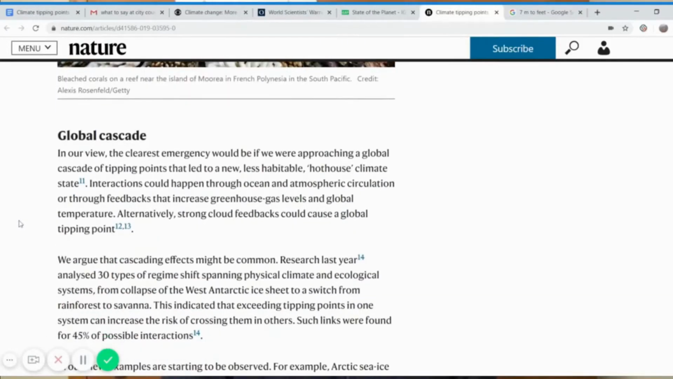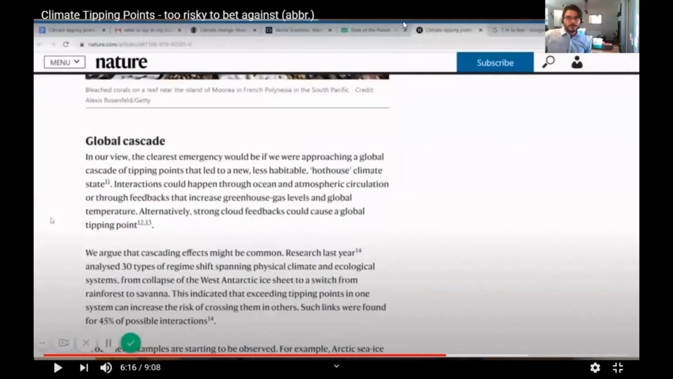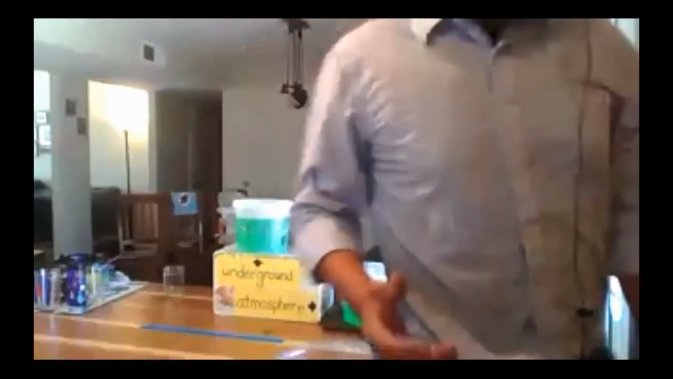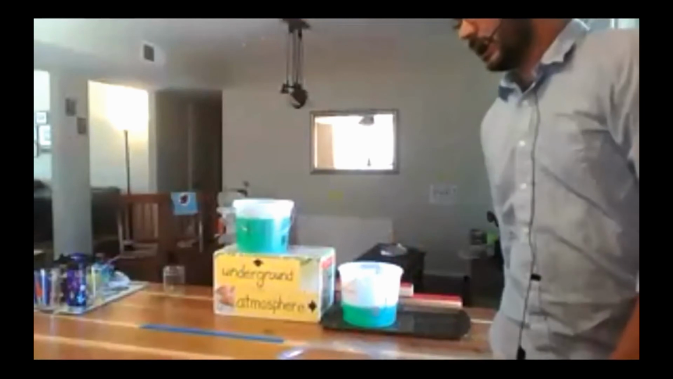And lastly, global cascade. So, yeah, just to illustrate that a little more visually, the idea of a feedback loop, a process that feeds off of itself.